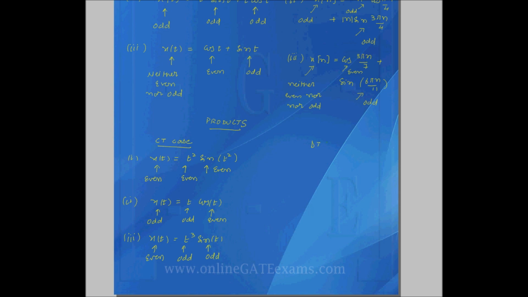Now let us take it for the discrete time case. Here let us take the first example to be x[n] equal to (1 + n²) into cos(πn/7). So this fellow is even, 1 plus n² is even, so obviously the resulting signal x[n] is also even.